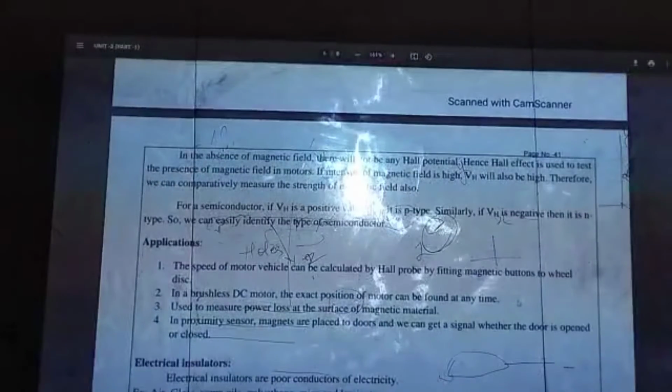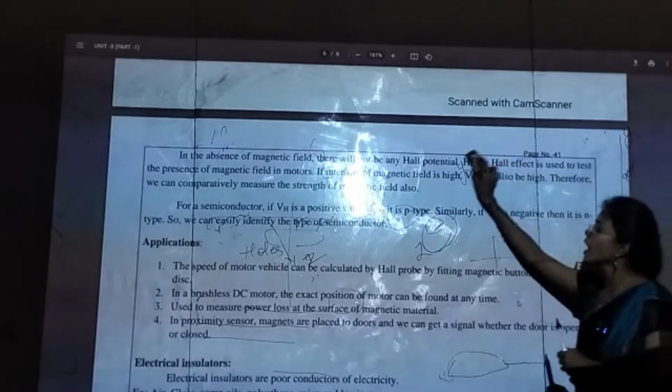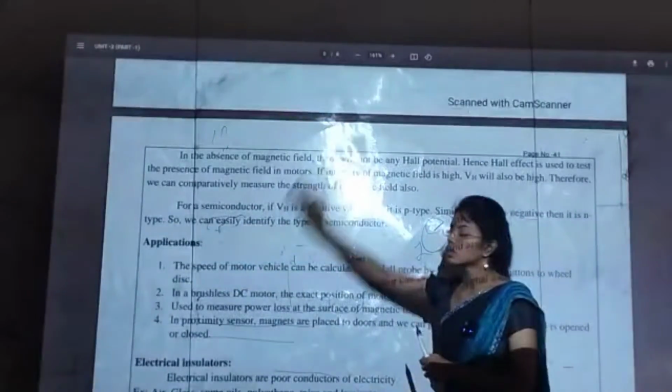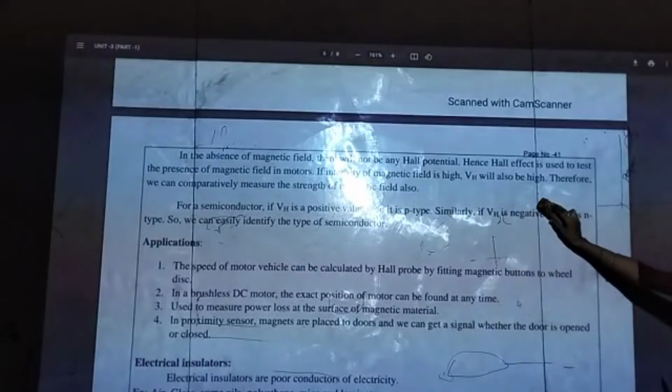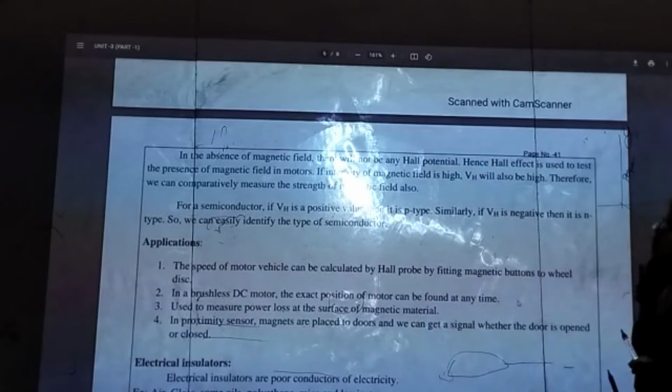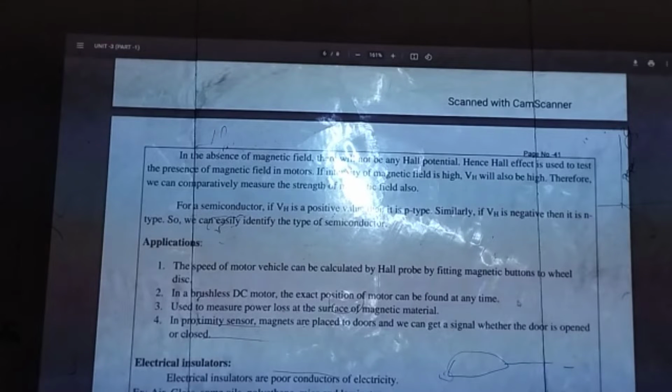See, in the absence of a magnetic field, there will not be any Hall potential. As we discussed before, when I do not have any magnetic field, I cannot have any Hall potential. Hence the Hall effect is used to test the presence of a magnetic field in motors. Next, if the intensity of the magnetic field is high, what happens? The Hall voltage is also high, and therefore we can comparatively measure the strength of the magnetic field.